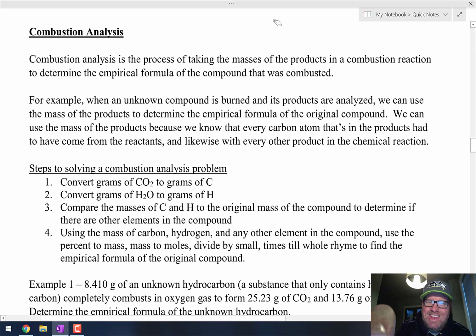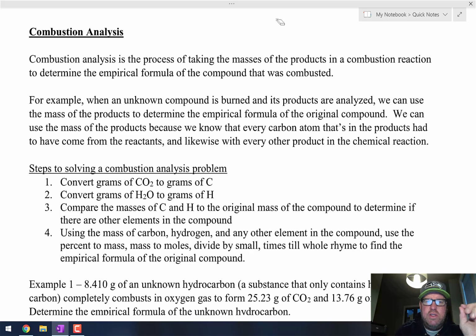Okay, and that idea leads us to what's called combustion analysis. Combustion analysis is basically a process by which you can take a chemical compound and burn it. And when you burn it and figure out how much product you get, you can use that product to figure out what the unknown compound was that you started with. So you have some unknown compound, you burn it, and then you look at the products, and you can use the amount of the products to figure out what that unknown compound was.